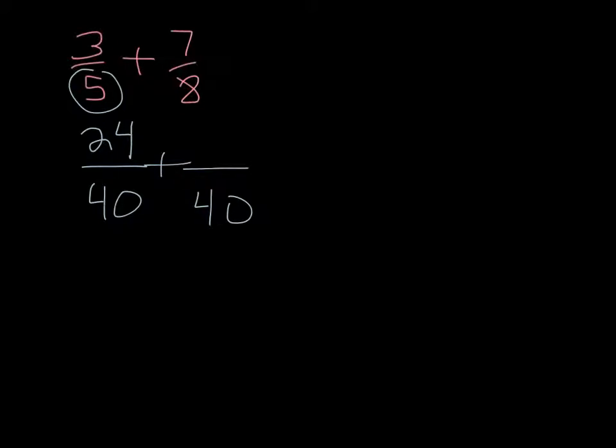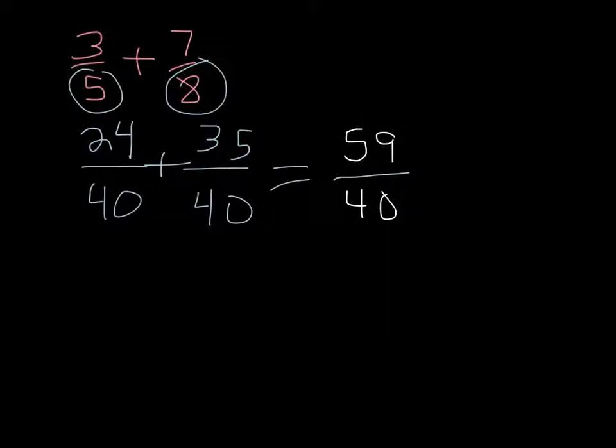In the next one over, I need to think about, well, how did I make that 8 into 40? Well, I multiplied by 5. So now I need to take 7 times 5 and I get 35. Okay, now I'm ready to add. I don't do anything with my denominators, so I just bring it over. I have 40. 24 plus 35 is 59.